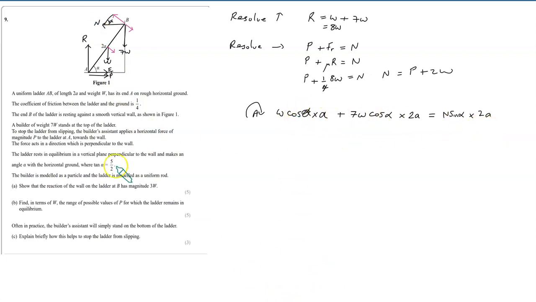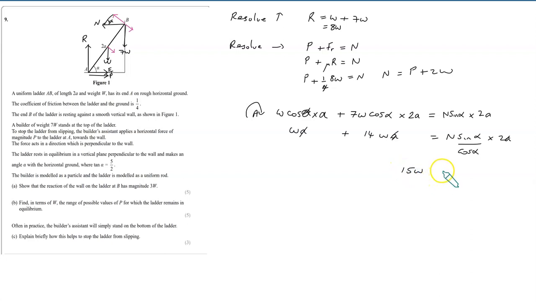With this question, you can work out from tan alpha what cos alpha and sine alpha are, but we could be quite clever here and divide everything by cos alpha, which would give us a tan alpha on the right hand side. So let's do that. And we can also cancel the A's.